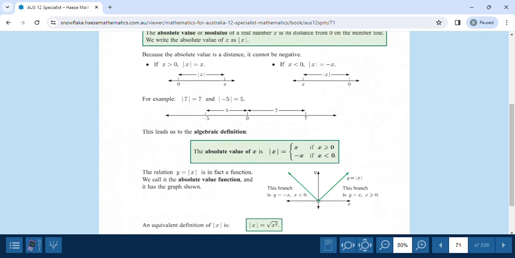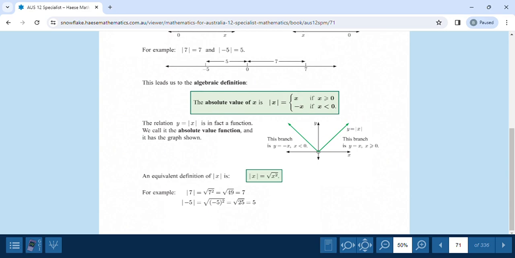So the algebraic definition, sometimes we want to go from the modulus back to what we had before. In that situation, if x is greater than or equal to 0, it's x. And if x is less than 0, we say it's negative x. That's represented by the graph underneath, where when x is greater than or equal to 0, you've got y equals x. And below 0, it's y equals minus x, which is why you've got the V-shaped graph.